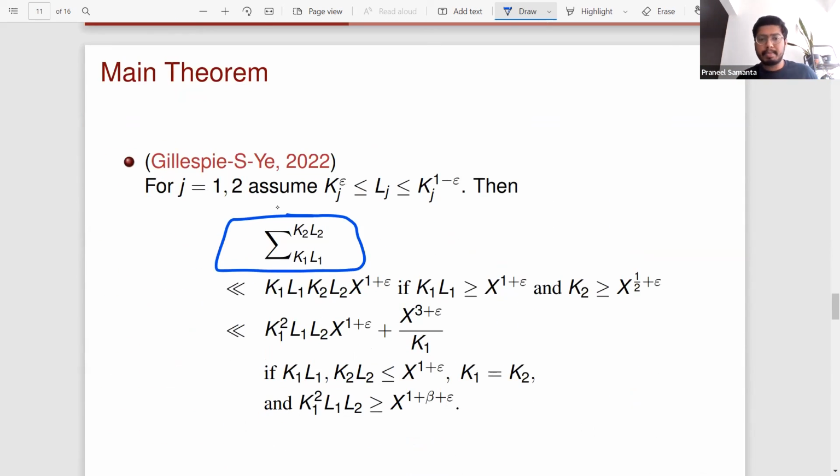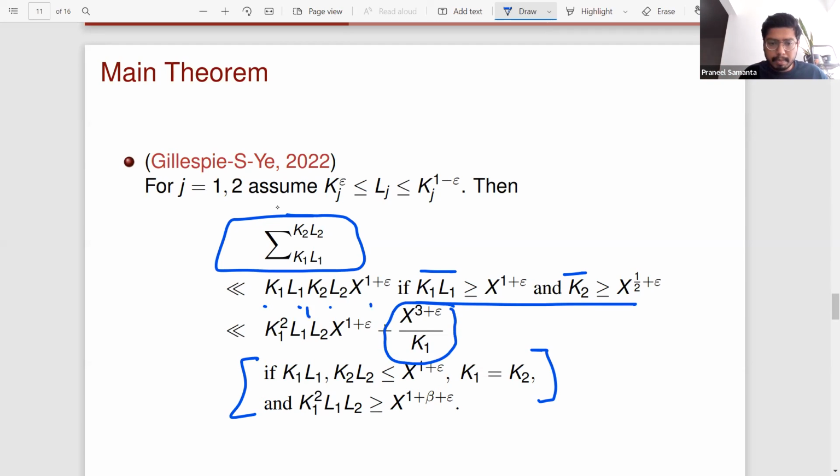What Tim Gillespie, Yangguo Ye, and I have managed to do this year is, for the two cases that I am talking about over here, you can see that if K1, L1 and K2, L2 are both large enough, then this has a bound of K1 L1 K2 L2 x raised to 1 plus epsilon. And for another case, which is a non-diagonal case, as we will call it, which is a little bit more complex, we got this one extra term.